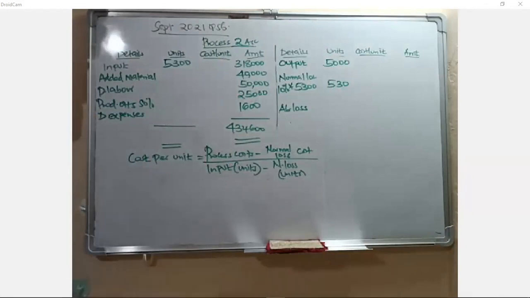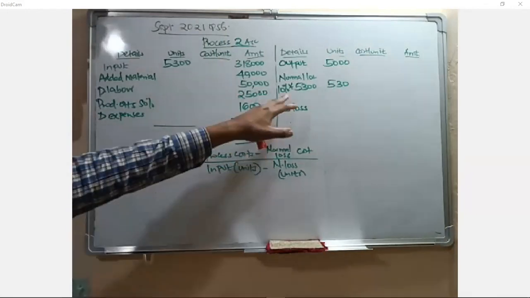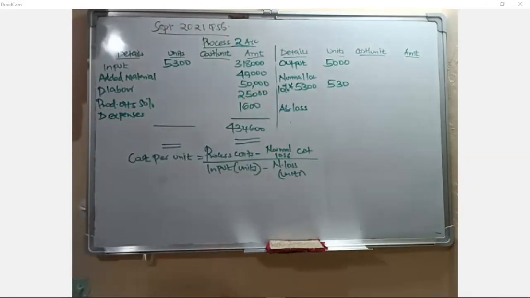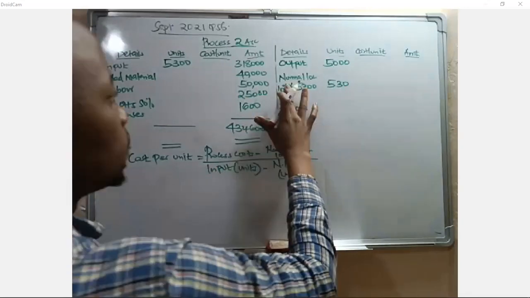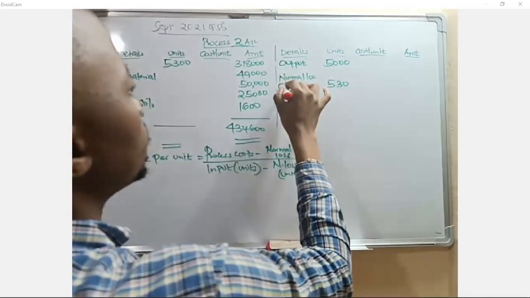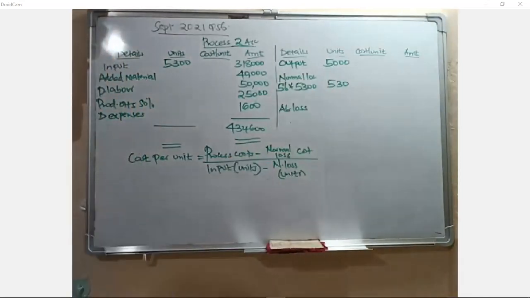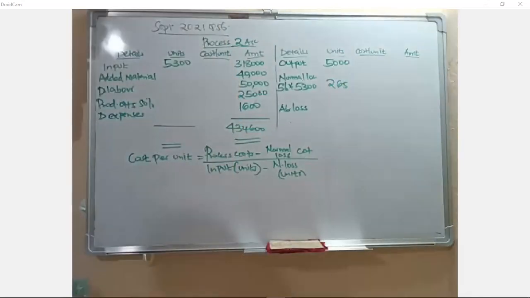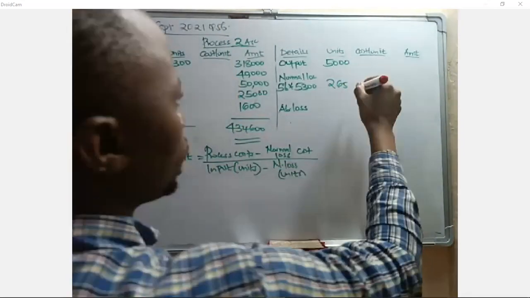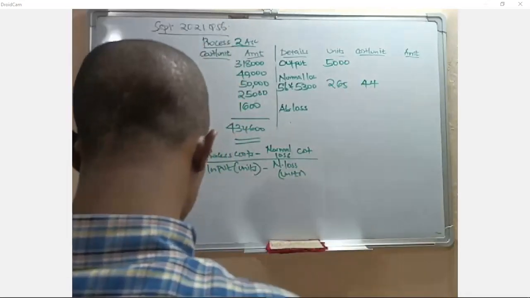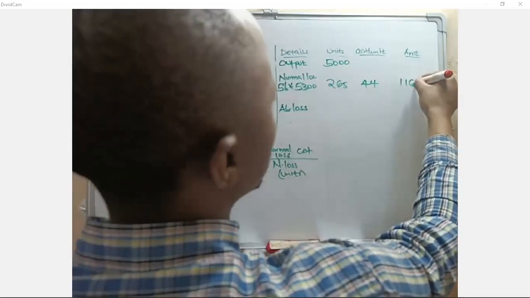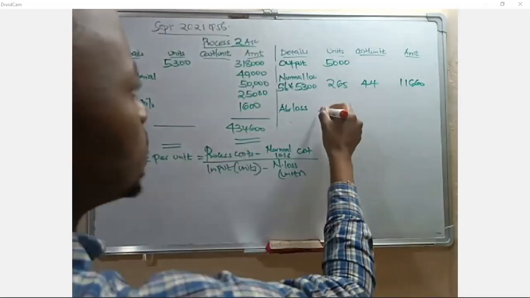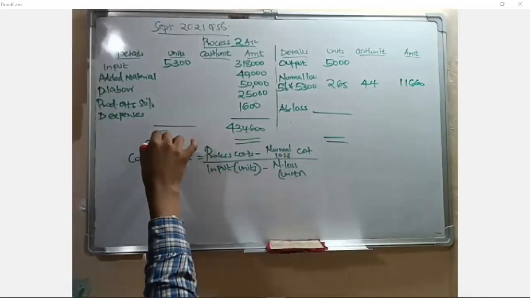It means in our process two account, it is not 10%, but the rate in process two. When I look at additional information number one, process two, because the output is 95%, it means 5% is our normal loss. So 0.05 times 5,300 translates to 265. It is scrapped at how much? Additional information number three says 44. So 265 times 44, we get 11,660.